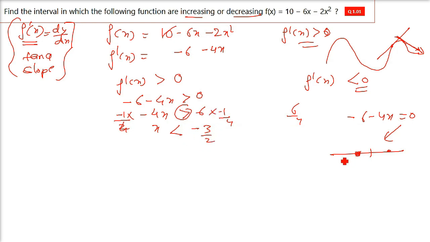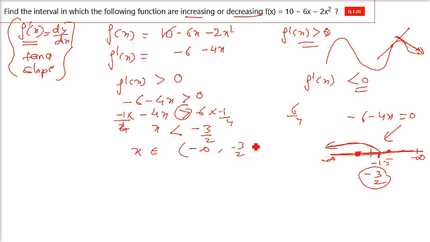What does it mean? Now you can go to the number line. Anything which is less than negative 3 by 2, at that point the function is actually increasing. So we start with negative infinity till positive infinity. We have a value which is minus 3 by 2, that is minus 1.5. So x less than minus 3 by 2 can go up to negative infinity. So x should belong to negative infinity to minus 3 by 2. Alright. So this is the interval in which it is increasing.